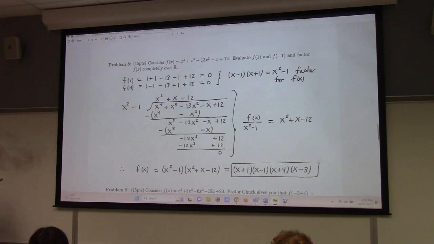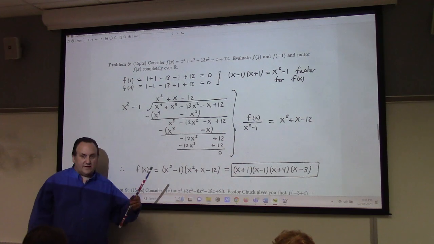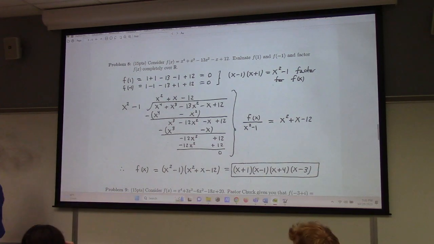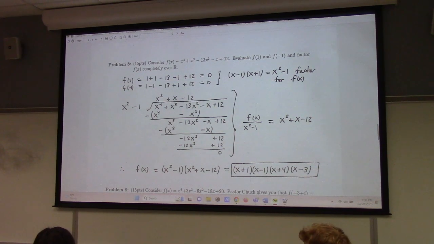Well, it says to factor completely. So you get partial credit if you just got to here. I would say that's probably like minus 2 or 3 out of 15 if you didn't factor the last step. Most of the credit's for the long division here.